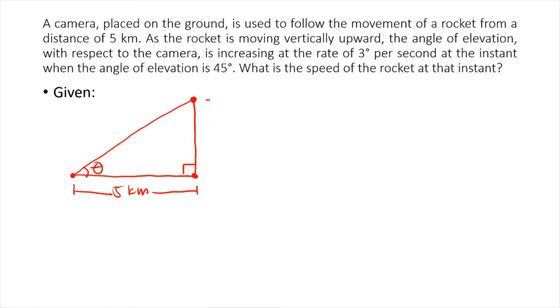This distance here will change over time, so we can call it, for example, x kilometers at any time. We also have here the rate of change of the angle of elevation, so d theta dt equals 3 degrees per second. Now what we have here is an angle measurement in degrees.